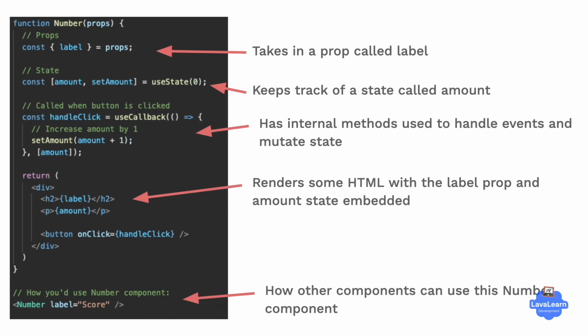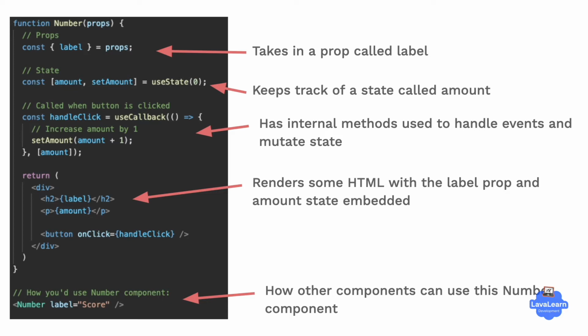This is a number component. Its expected behavior is that it will show a number with a label, and it will have a button that when you click it, it will update that number and add one to it. So first off, the first arrow is pointing at a prop. It takes in a label prop that is passed in from a parent component.